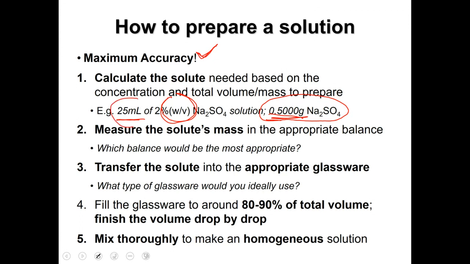What glassware would you use to measure 25 milliliters? What would be the ideal one? Think for a second. Well, again, there are 3 criteria, do you remember: the accuracy the task requires, the availability, and the total volume. So if it's available, you want to go for the glassware with the highest accuracy, so a volumetric flask, with a total volume identical to what you want to measure. Because a volumetric flask can only measure 1 volume. So you will look for a 25 milliliter volumetric flask in this case.